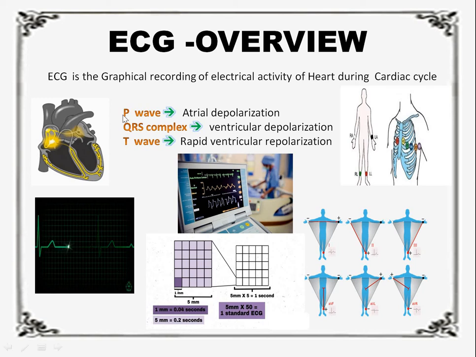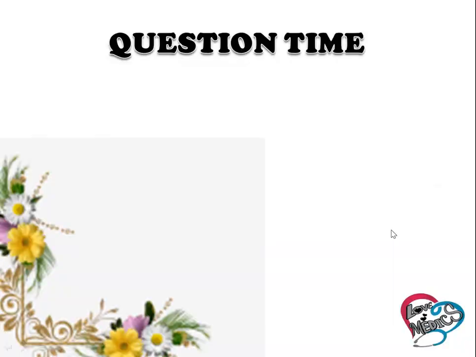These waves are produced due to electrical changes of the heart. P wave indicates atrial depolarization, QRS complex indicates ventricular depolarization, T wave indicates ventricular repolarization. These activities are recorded in the ECG machine by placing the ECG leads on the patient, and these waves are recorded on the ECG paper, and we see the cardiac activity in different angles. That's why we use the leads.